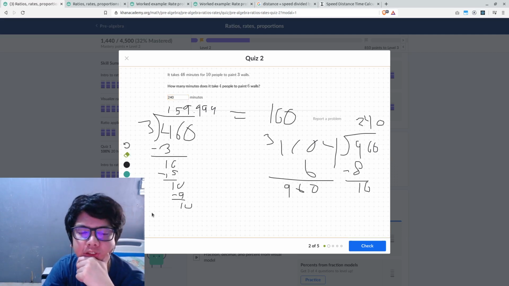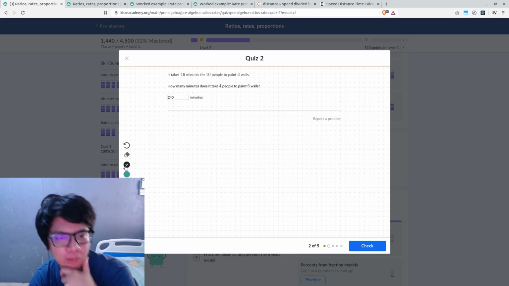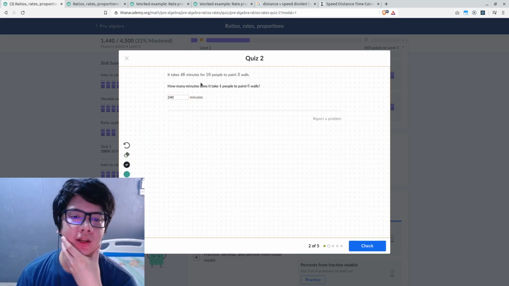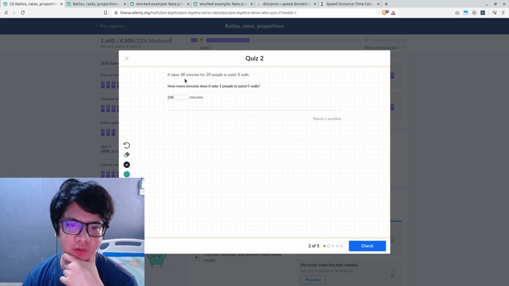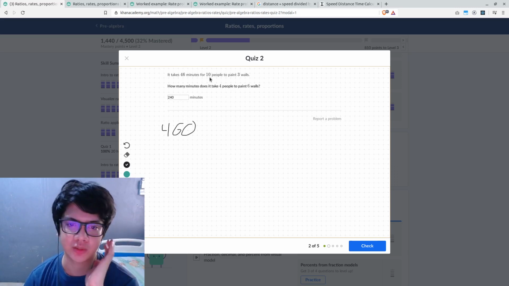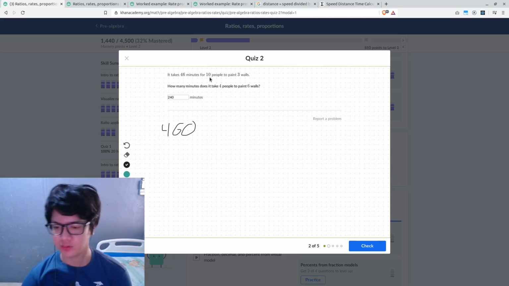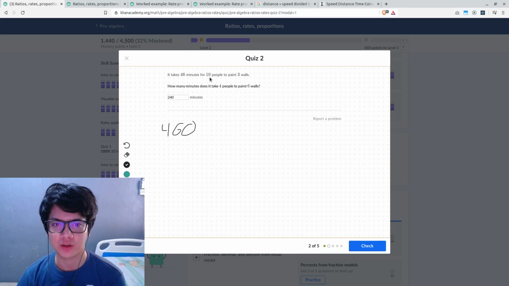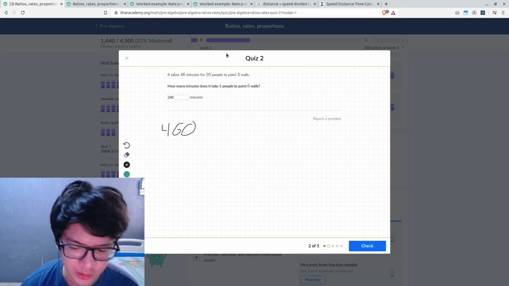This is so bullshit. Extremely bullshit question. I hate this question. Let's think about this again. If it takes 46 minutes for 10 people to paint 3 walls, what if it's just 1 person, then it's gonna be 460, right? To paint 3 walls. So if we divide that by 3, which isn't divisible by 3, it doesn't go well. It's gonna have infinite decimal bullshit. Oh my god, this is insanely hard, but 240 is my bet.